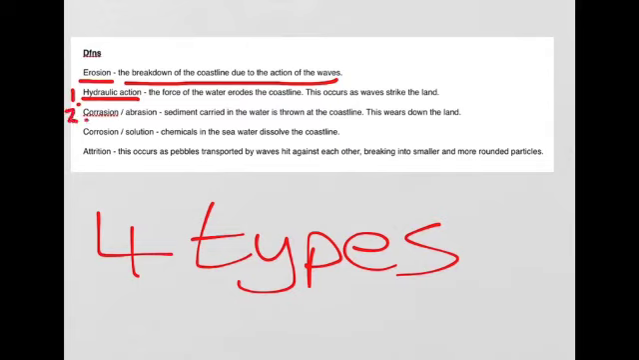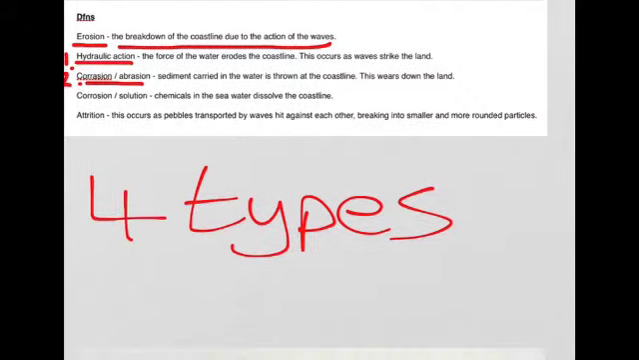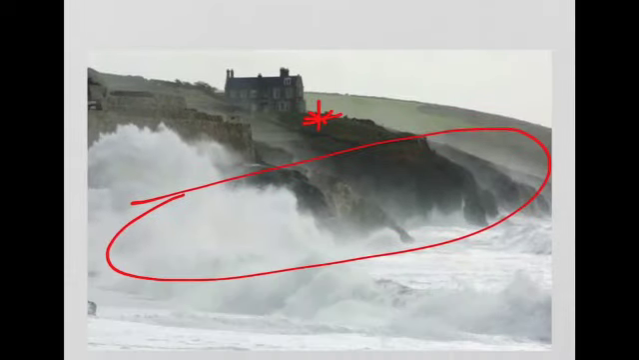Type 2 is corrosion or abrasion, and this is sediment carried in the water thrown at the coastline, and this again wears down the land. These types of waves also will have bits of sediment in them, so we would have rocks, sediment, large pebbles, even bits of sand thrown at the coastline as these waves crash in against them.